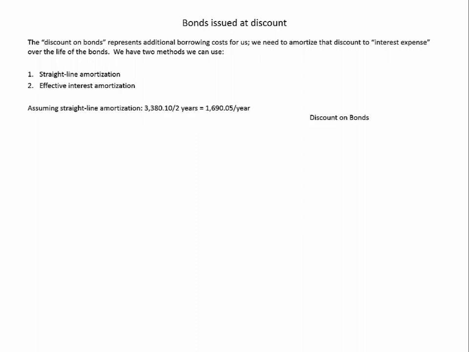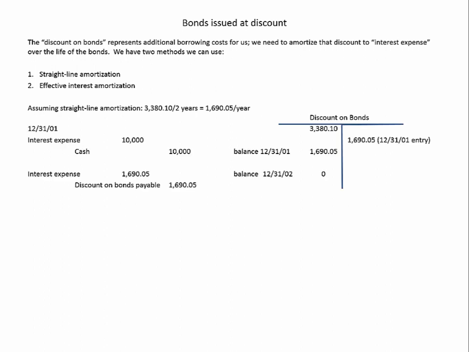Now, assuming straight line amortization, we would take that $3,380.10 discount, divide it over 2 years, and get an amortization rate of $1,690.05 per year. And again, there's that T account taking shape on the right. There we go. At the end of the first year, we would record our cash interest, $10,000, and then in addition, we would also amortize essentially half of that discount, crediting the discount on bonds payable and debiting or adding to interest expense.